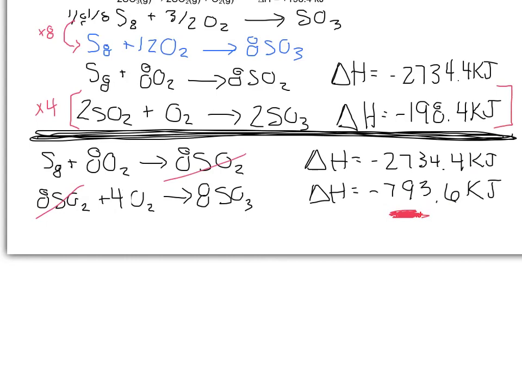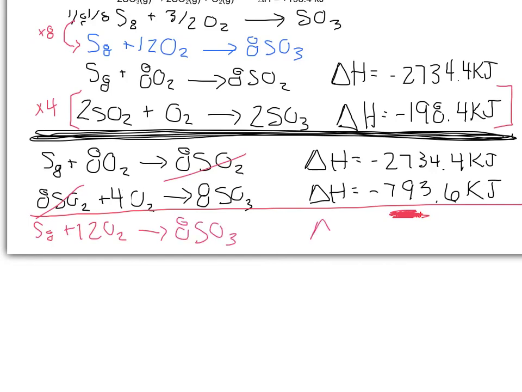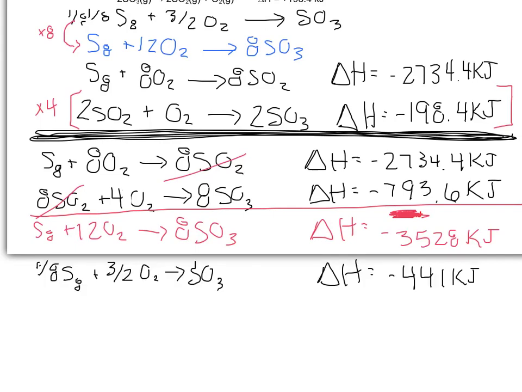They cancel out. Now I can add everybody up and see that S8 and 12 oxygens on one side make 8 SO3s. Okay, and so when I add up all my delta H's, I should get negative 3,528 kilojoules. Now that is to make 8 SO3s, but I wanted the enthalpy of formation of 1. So what I can do now is just rewrite my equation one more time and divide everything by 8. All right, and as messy as it is, here's my final answer. 1/8 of a sulfur molecule, because sulfurs come in 8ths, plus 3/2 oxygen makes 1 SO3, and we get that it's negative 441 kilojoules per 1 mole of SO3. You can confirm that by looking at the standard molar enthalpy of formation of SO3 in your booklet.